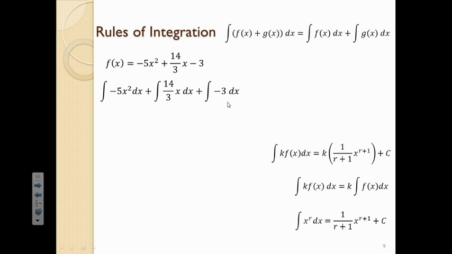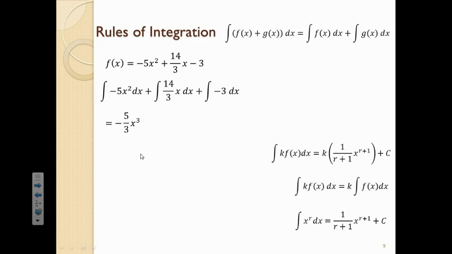minus 3 dx. Now, I'm not going to require that you do each step like this, but some students find it helpful to write it out just to keep everything straight. When we're doing this, we already know from the prior problem, we just calculated the integral of minus 5x squared dx, and that was minus 5/3 x cubed.